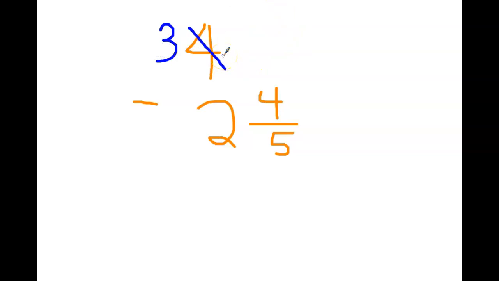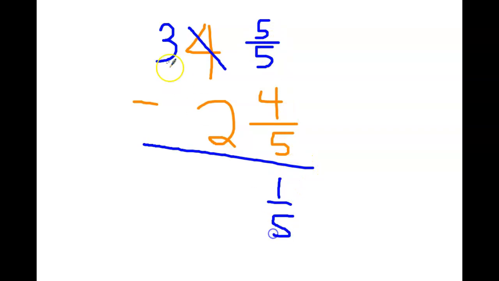Now I'm going to put a fraction here that represents a whole. But I know you're like, what fraction will represent a whole? I don't know because I don't know what the denominator is. Well, let's look down here. Our denominator is 5. So that means I'm going to put 5/5 as my whole. So now I can subtract because I have something here. So 5/5 minus 4/5 is 1/5. And then 3 minus 2 is 1. So my answer is 1 and 1/5.